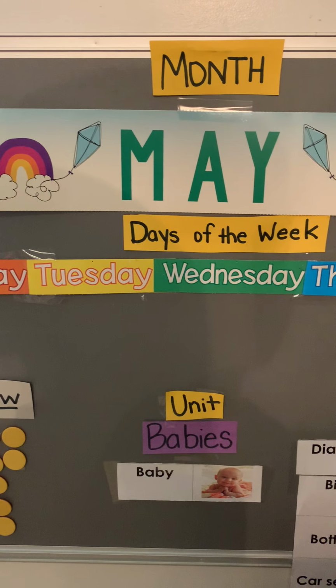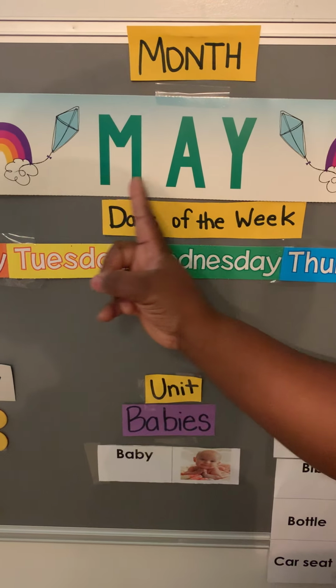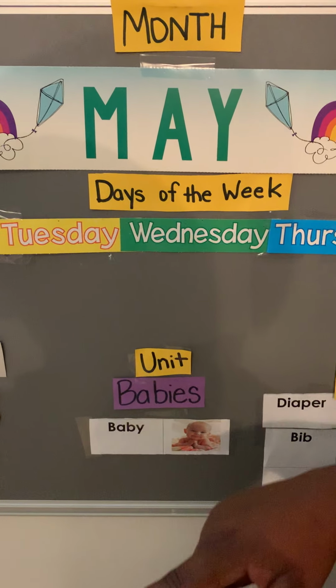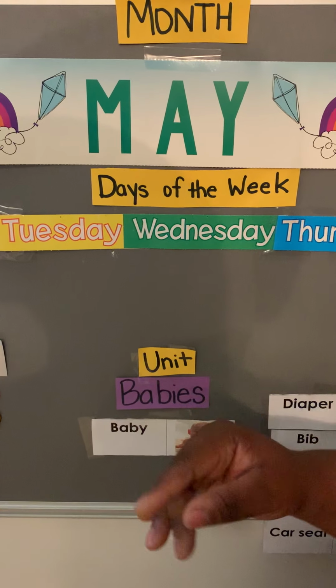January, February, March, April, May, June, July, and August, September, October, November, then December.